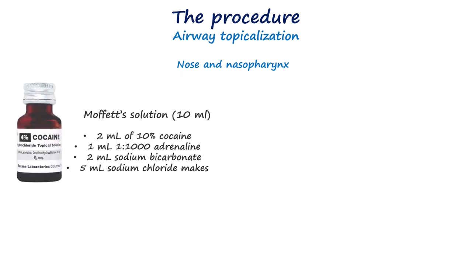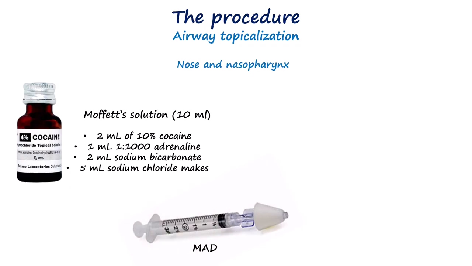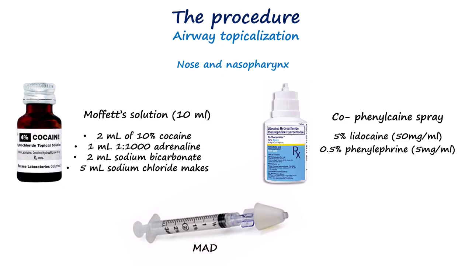Moffitt's solution, a mixture of lidocaine and adrenaline, is sprayed through a mucosal atomizer device to provide both anesthesia and vasoconstriction. Alternatively, cophenylcaine spray can be used, with approximately 2.5 milliliters applied to each nostril. This step helps minimize bleeding and discomfort during fibroscope insertion.